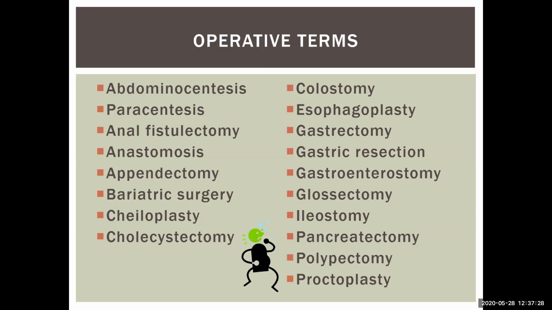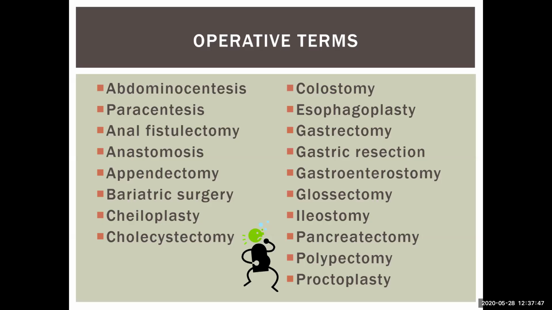Some operative terms: abdominocentesis is puncture of the abdomen for aspiration of fluid, versus the paracentesis. This is where we're going to drain the fluid. So we're going to put like a liter jar and drain it, versus just tapping it to get a sample. We're draining a volume off.